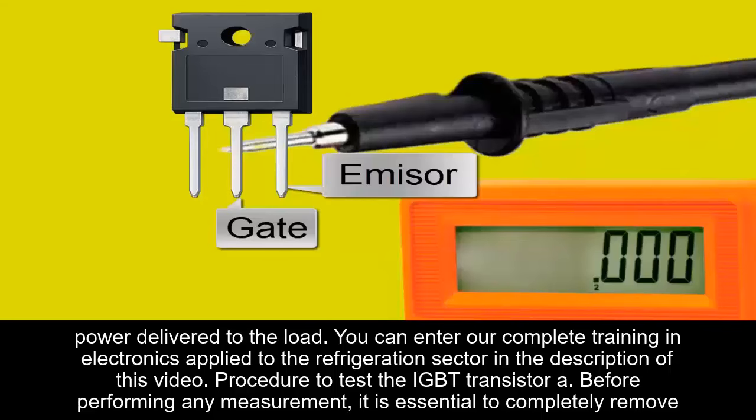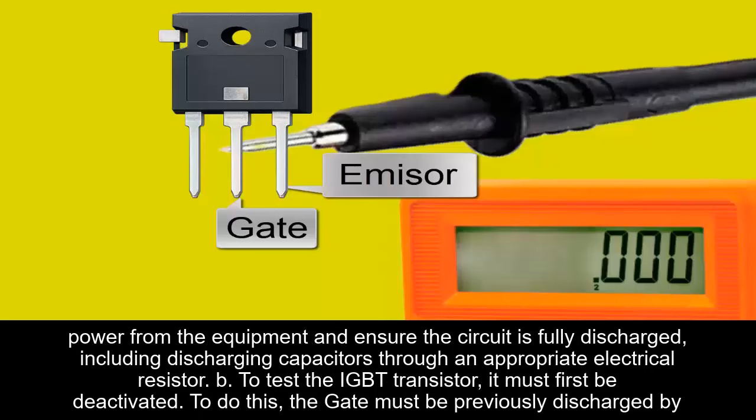Procedure to test the IGBT transistor. A. Before performing any measurement, it is essential to completely remove power from the equipment and ensure the circuit is fully discharged, including discharging capacitors through an appropriate electrical resistor.